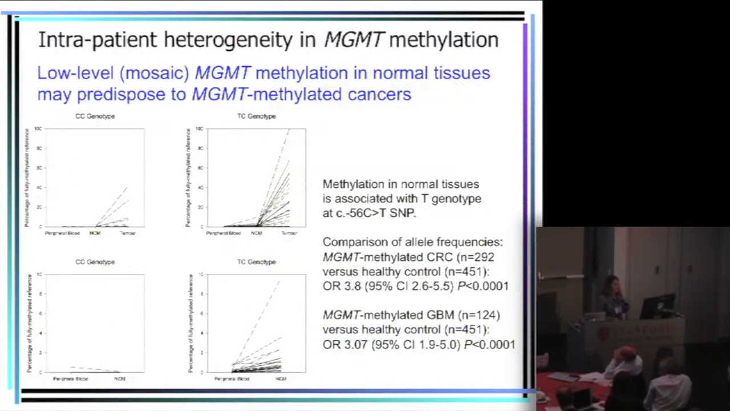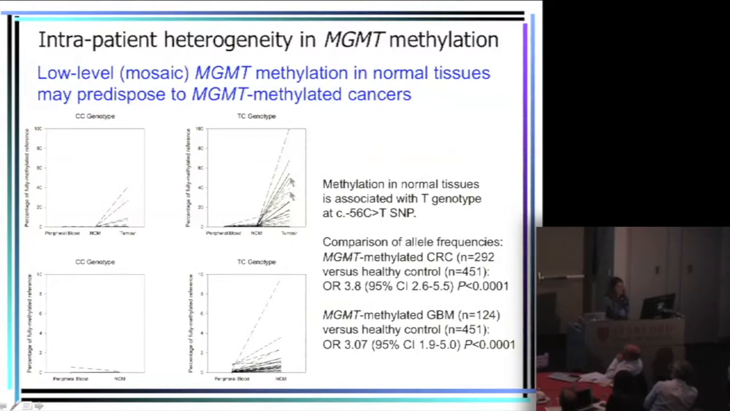We also have, looking at intrapatient heterogeneity of methylation in this gene, low-level methylation in normal tissues, and we found that this is highly predictive of the methylation status of their tumor. So just looking at this box here, we have peripheral blood, normal colorectal mucosa, and the colorectal cancer specimen for all of these matched pairs. And here we have a zoom-in plot of just the normal tissues, and you can see that there's levels of methylation at 1%, even up to 10% of the normal cells tested.